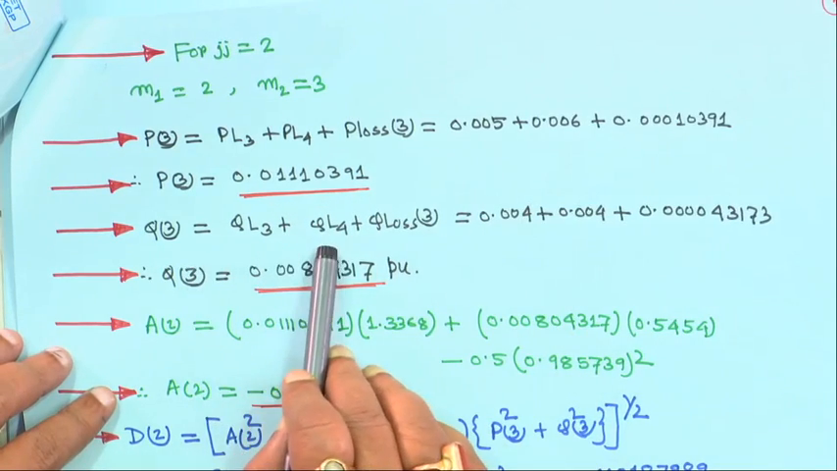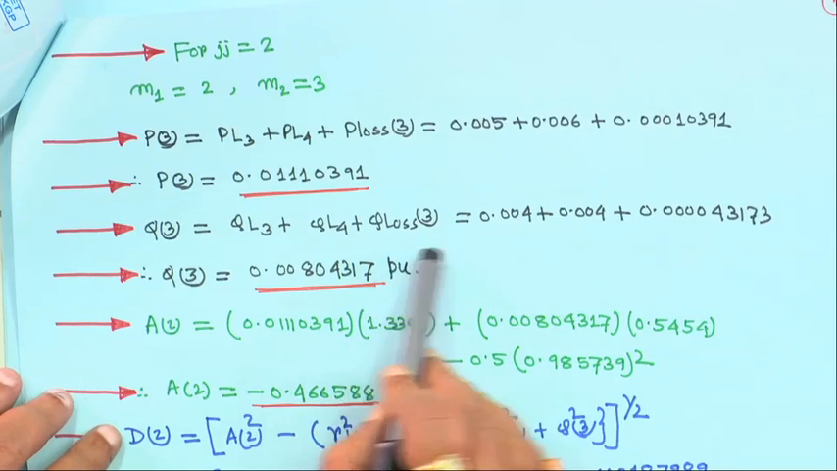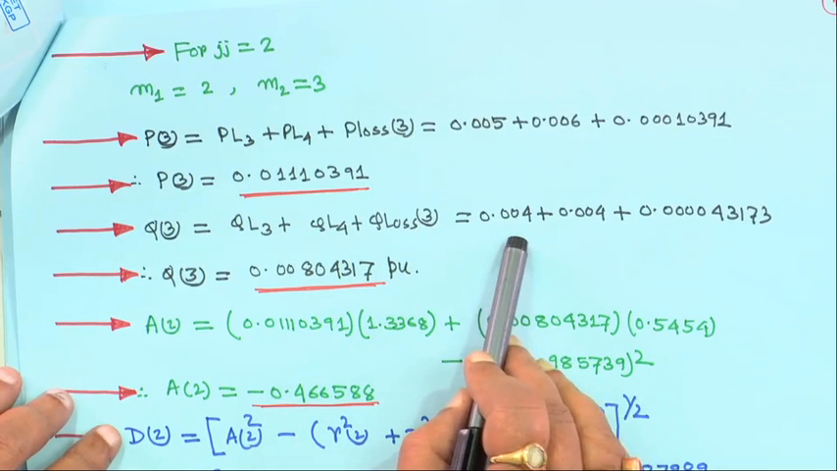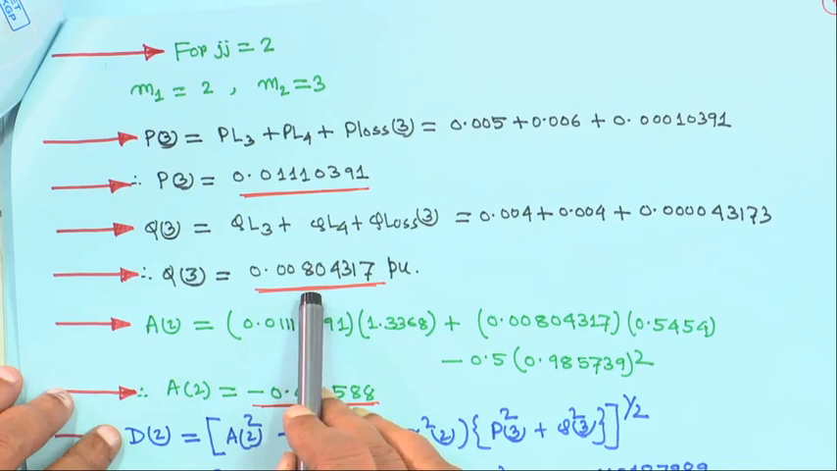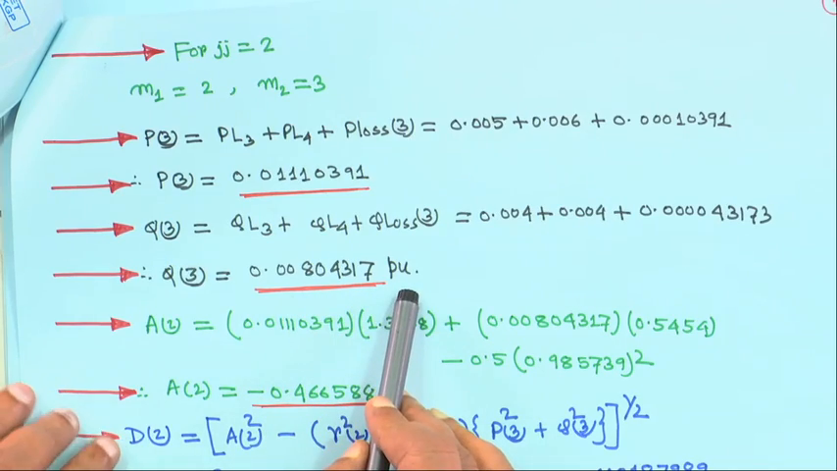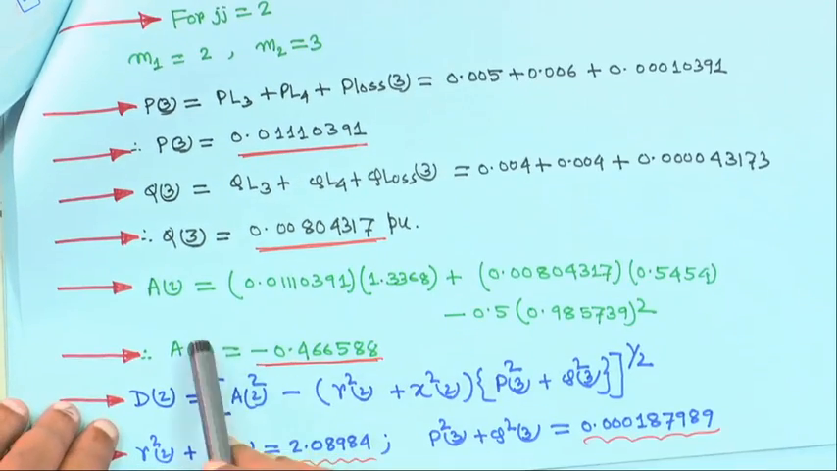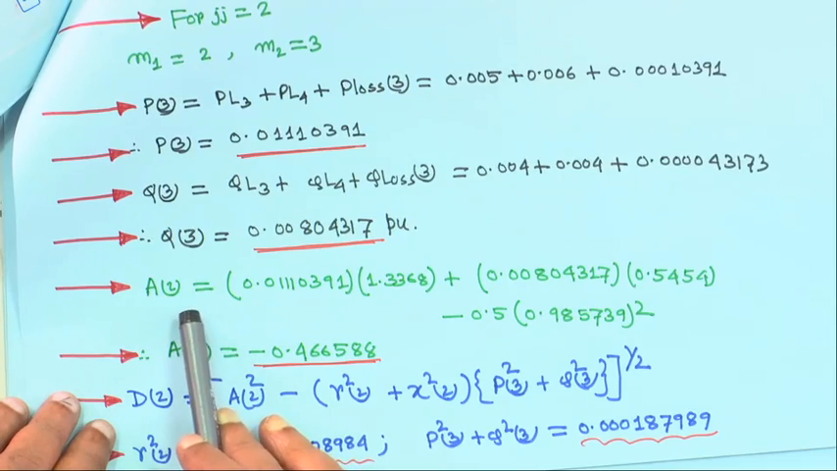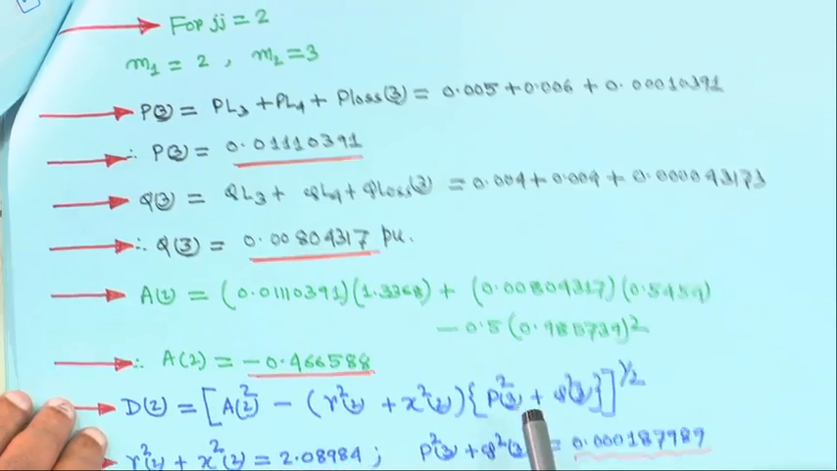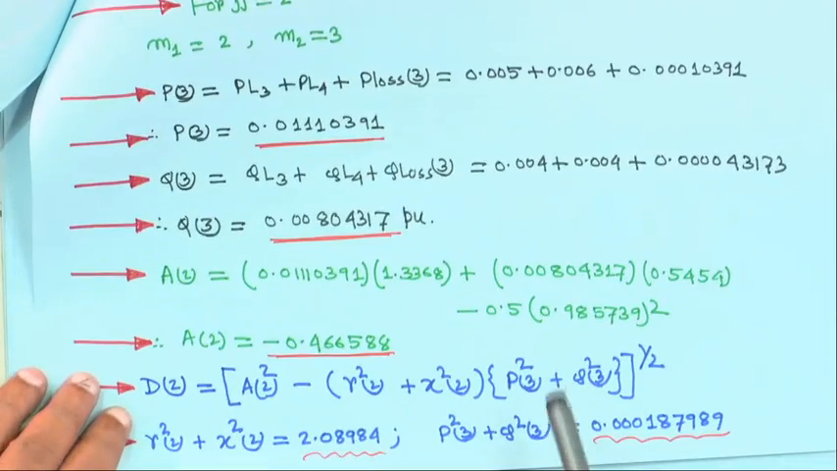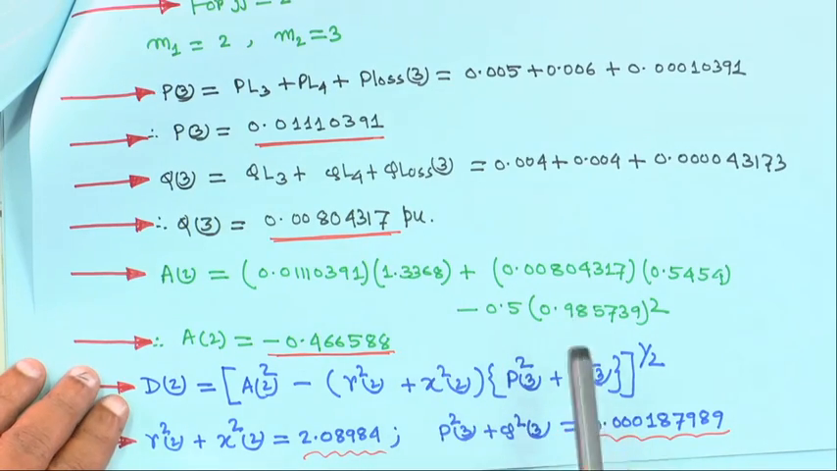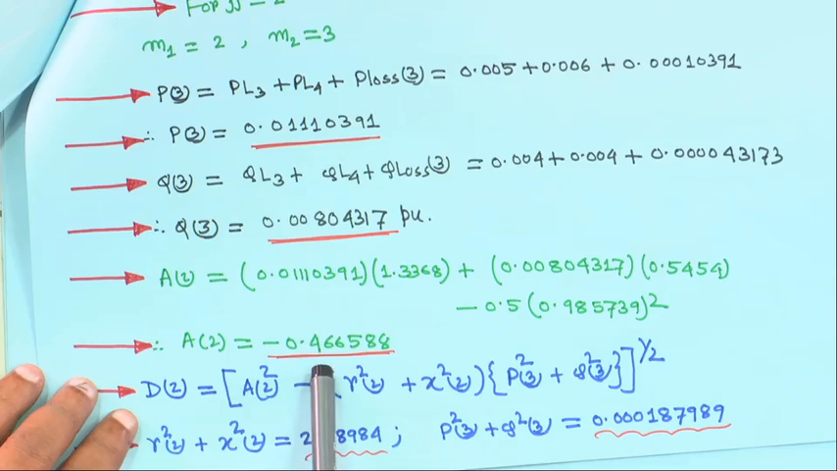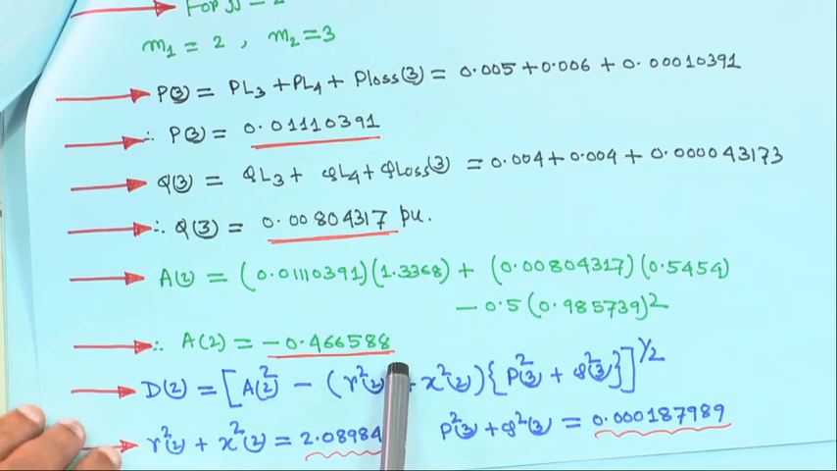Similarly, Q3 will be QL3 plus QL4 plus Q loss 3. So, this is your QL3 plus QL4 plus this one. So, Q3 will get 0.00804317 per unit, right. Therefore, you calculate A2. Put all these values in the same expression of AJJ, and you compute A2 is equal to minus 0.466588.